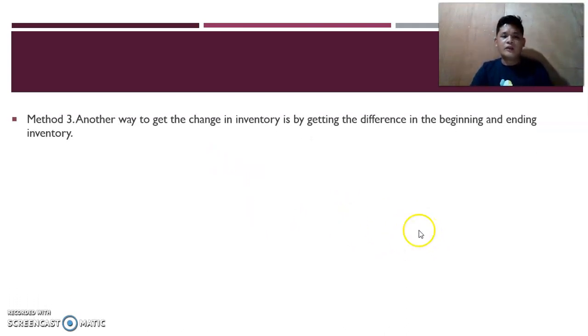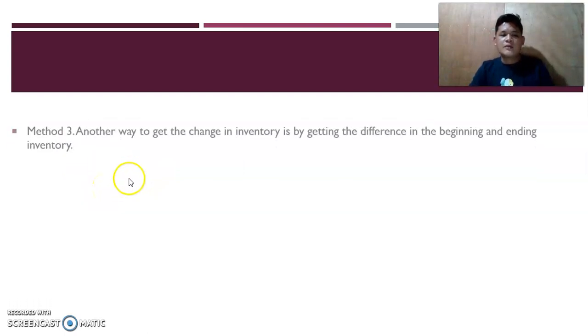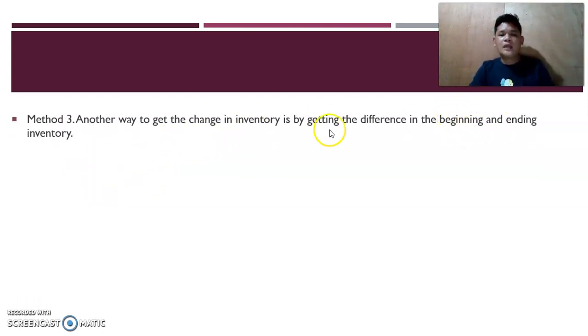Next, method number 3. Another way to get the change in inventory is by getting the difference in the beginning and ending inventory. So, kanina class, sa method number 2, ang pinag-uusapan doon is change in production or change in inventory, based sa production at saka sa sales. Dito naman sa method number 3, beginning and ending inventory.